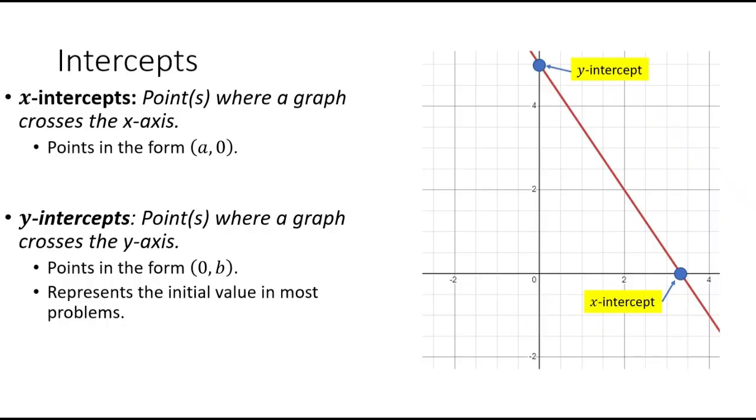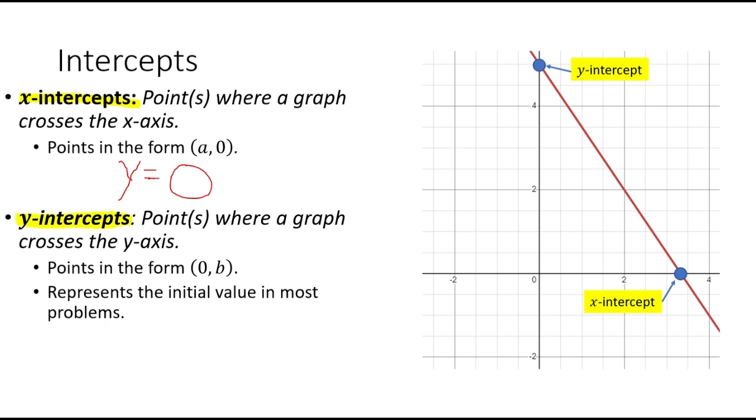Now let's talk about intercepts. A graph can have two types of intercepts, an x-intercept and a y-intercept. The x-intercepts are points where a graph crosses the x-axis. Points that are on the x-axis are always in the form of (a, 0), where a is some number, but the y component is always 0. So if we ever want to find the x-intercept from an equation, all we would have to do is set y equal to 0 and then solve for x.